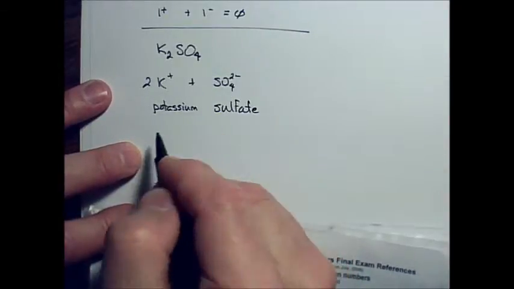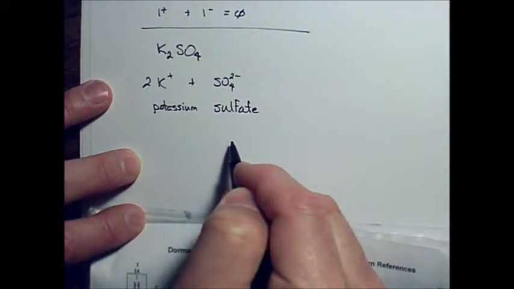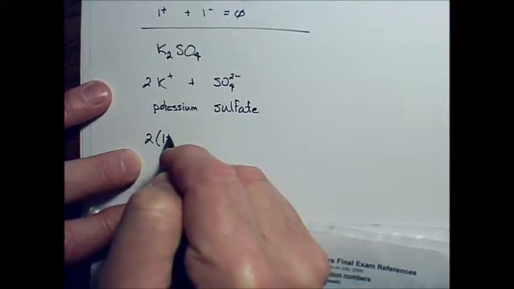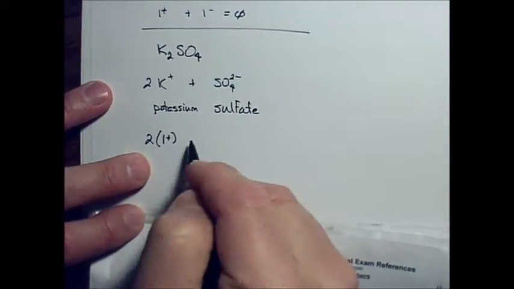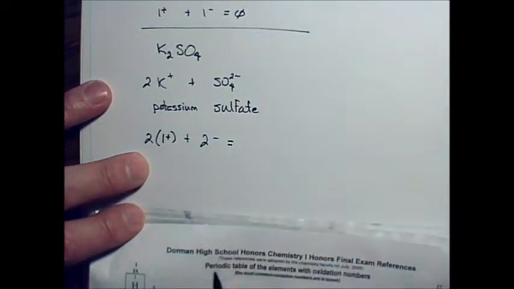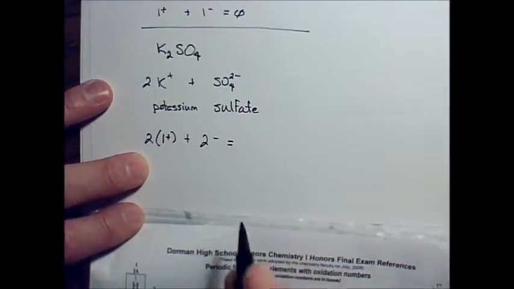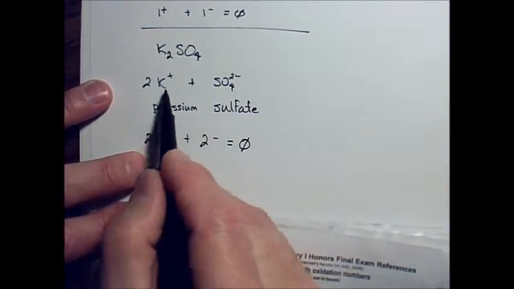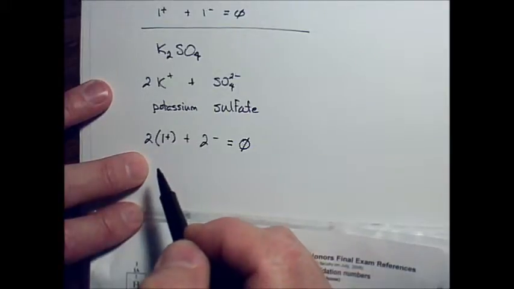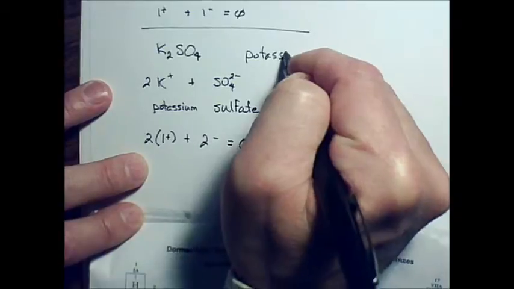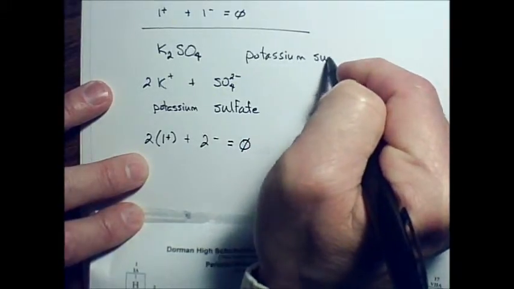All right, so this is how we put together the formula for the compound. Down here I'm going to show how to figure out the charges. So I've got 2 1 plus charged particles. And I'm going to add that to a particle that's just 2 negative. So what does that work out to be? 0. So that tells me that this is properly balanced. This must be potassium sulfate. All right? The name of the compound then is potassium sulfate.